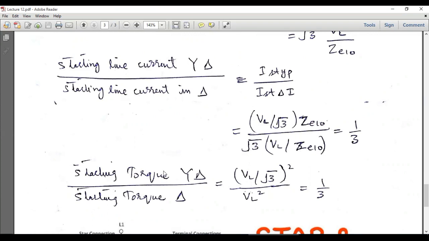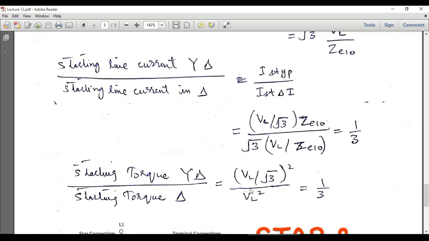So the starting torque is actually directly proportional to the current. So starting torque for a star delta connection divided by starting torque in a delta connection will also be equal to 1 by 3, because the torque is directly proportional to the current. On the other hand, the torque is proportional to the square of the voltage.